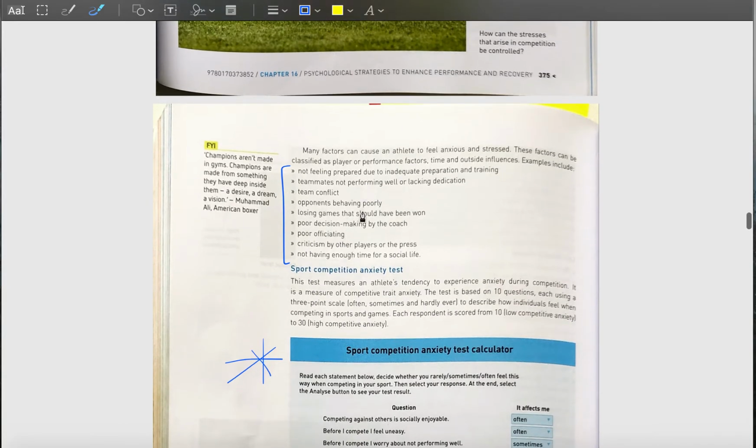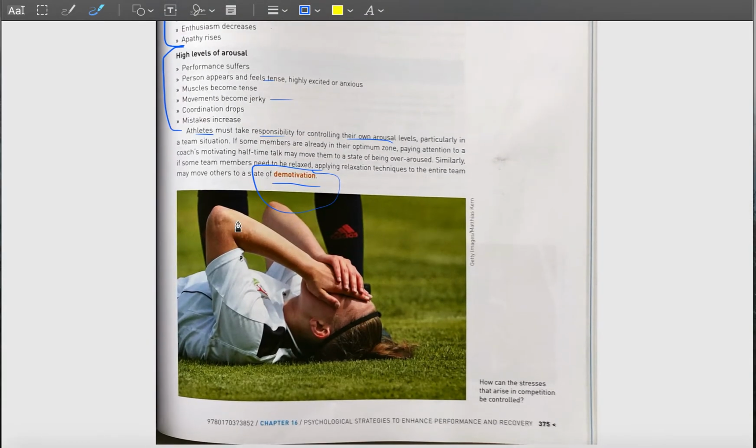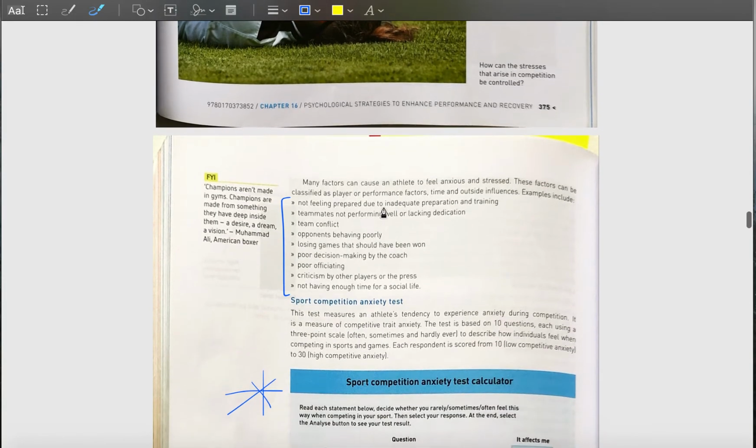So we now look here and say, what can low or high arousal levels, or not being in the right arousal zone, do to a team? Well, people can feel not prepared, teammates not perform well, lack dedication, that can cause conflict within a team. Teammates and opponents might behave poorly, which can change that. Officiating can change someone's arousal or excitable levels. Not having enough time for a social life can mean that somebody becomes under-aroused to perform at a high level.